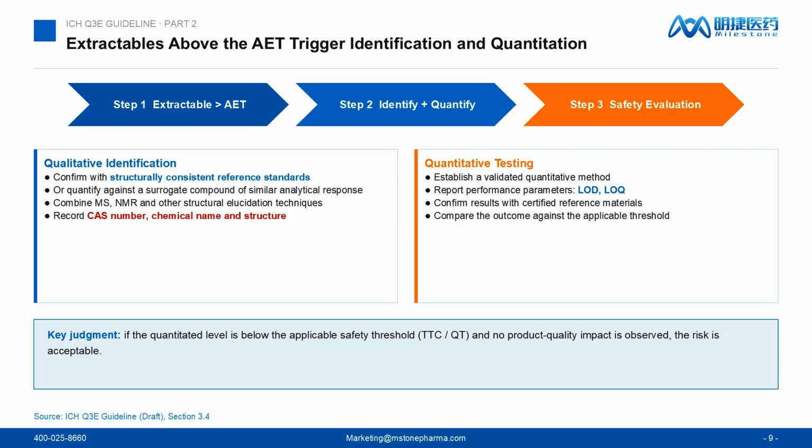Here is the judgment that resolves most cases. If the quantitated level sits below the safety threshold, the TTC or the QD, and there is no visible impact on product quality, the risk is acceptable. So remember the distinction. The AET decides whether you must look closer. The safety threshold decides whether there is a problem. Most compounds that trip the AET turn out to be fine, but you only know that after you identify and quantify them.